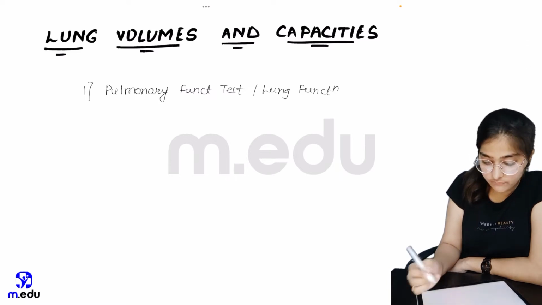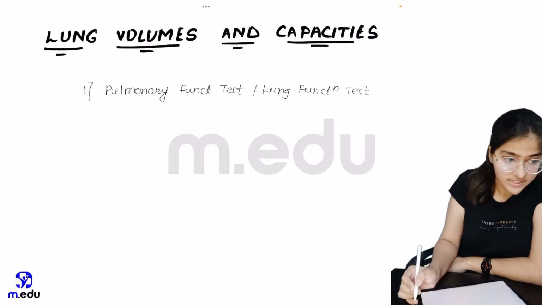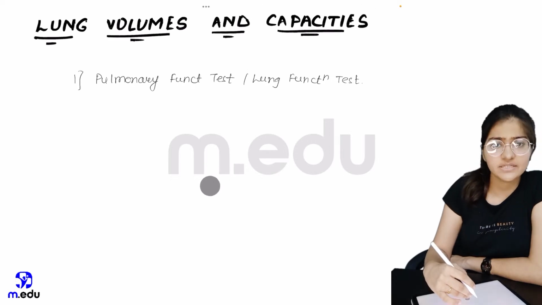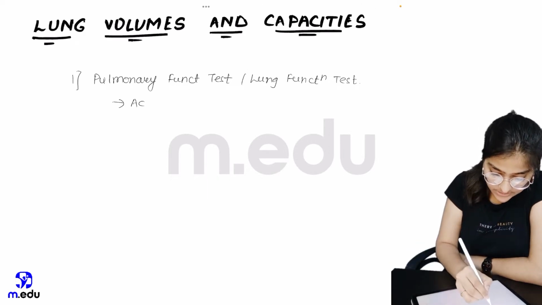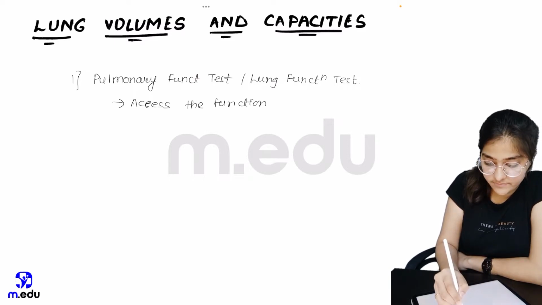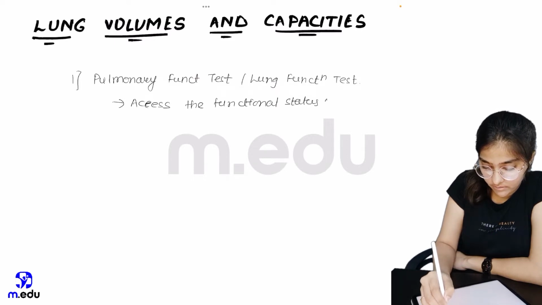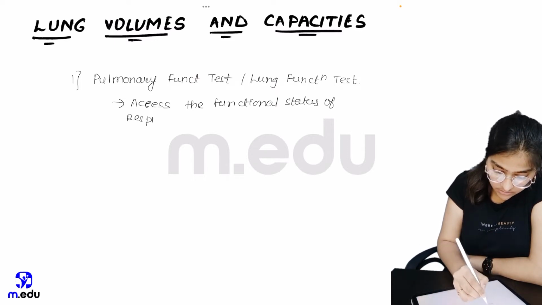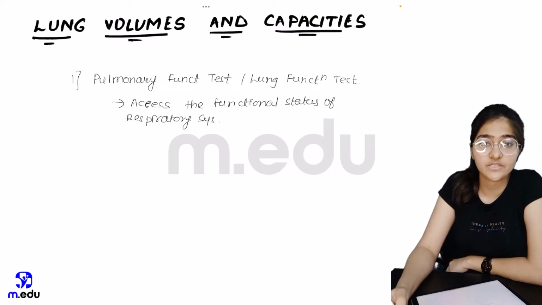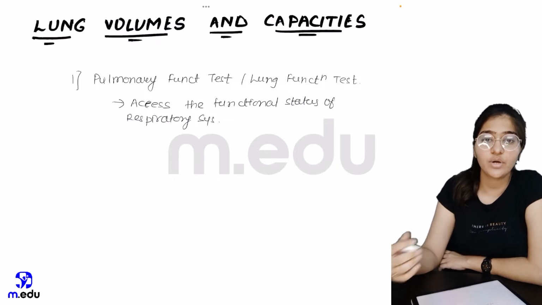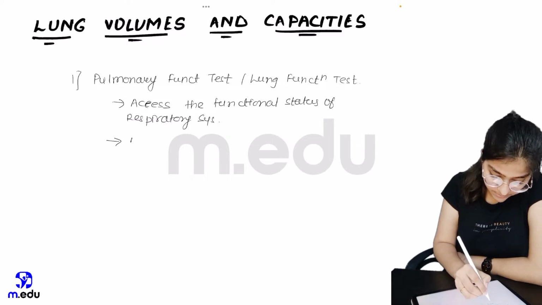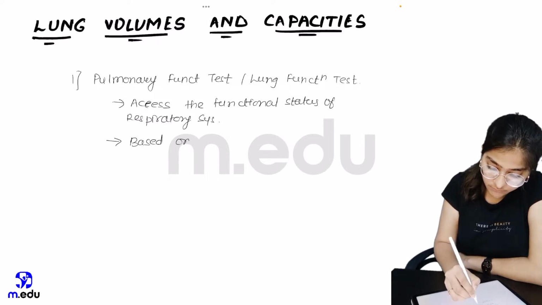Now what is lung function test or pulmonary function test? It is basically useful in assessing the functional status of respiratory system. As the name itself suggests, it is used to assess the functional status of respiratory system. This pulmonary function test is based on lung volumes, and so this is the reason why we are studying lung volumes and capacities.